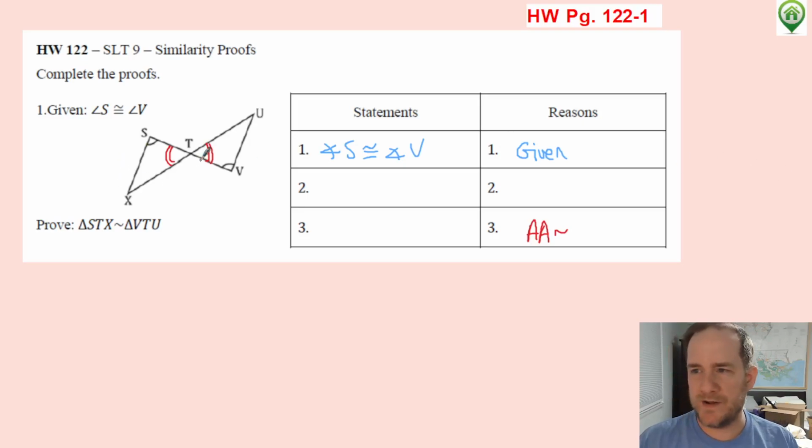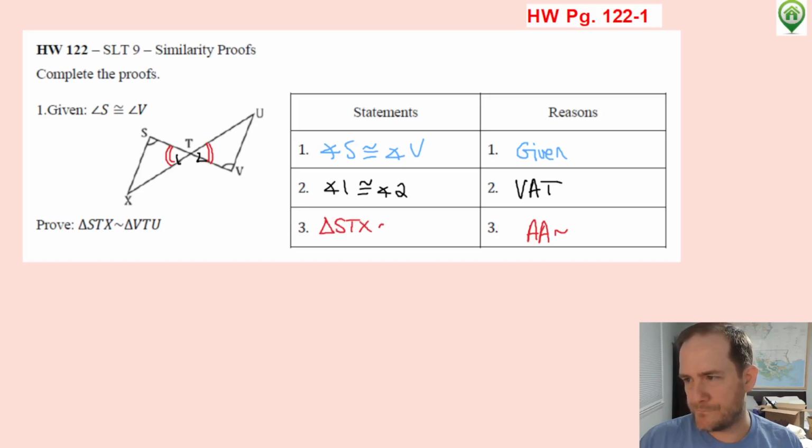So I could call it angle STX and VTU. That sounds like a lot of work. I'm just going to put a 1 and a 2, and we'll say angle 1 is congruent to angle 2. It's by the vertical angles theorem. And since I now have my two pairs of congruent angles, I can say that triangle STX is similar to triangle VTU.